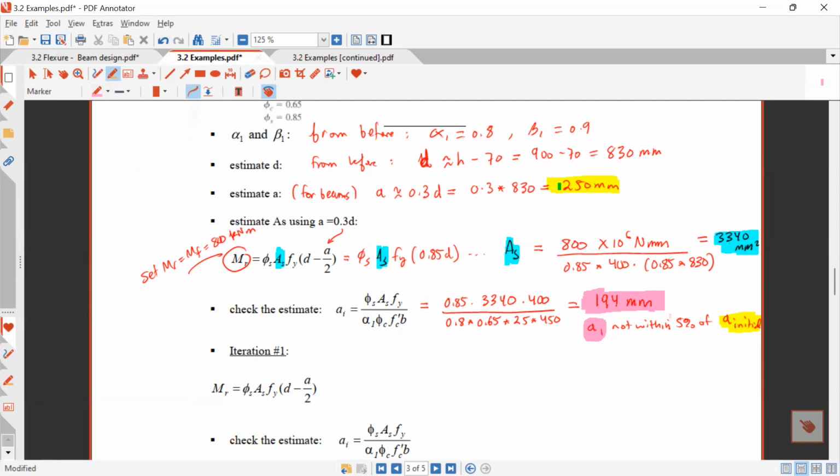Okay, it's this one. So we can see 194 is not close to the 250. It's not within 5%. So I should do an iteration. So I do iteration 1. For iteration 1, we're going to take this here and we're going to plug in AS equals 3,340 millimeters squared. So I'm going to take this one that we calculated above, I'm going to take that here.